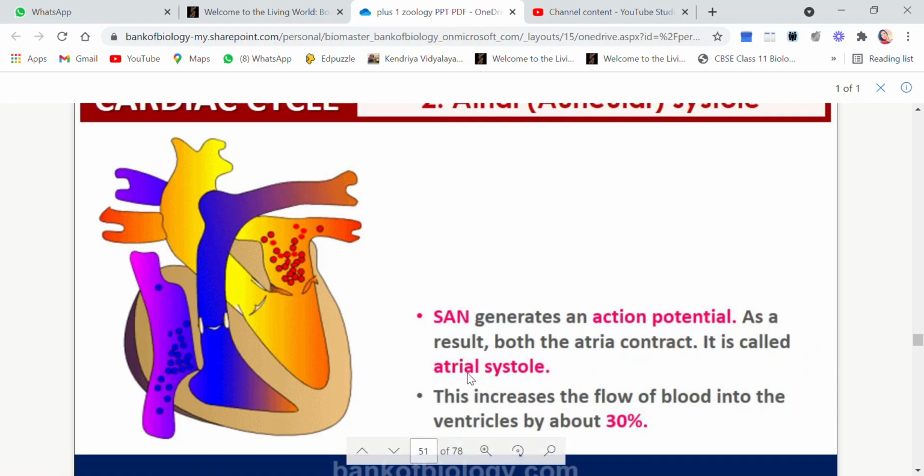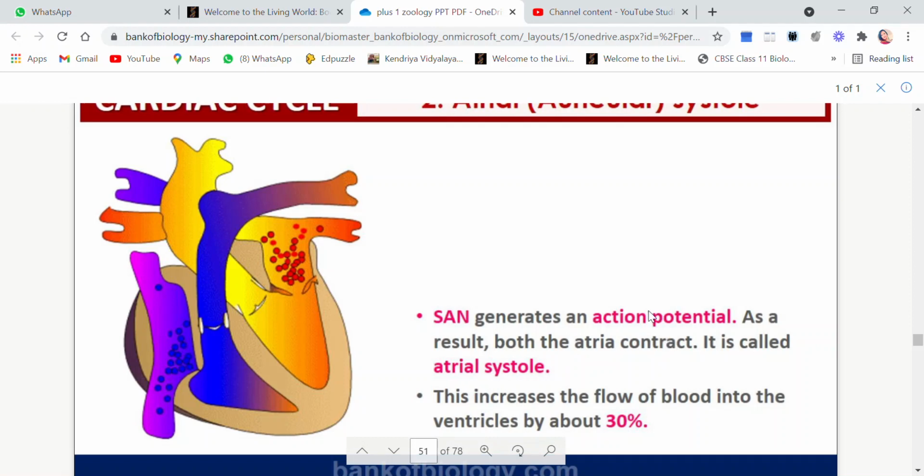Now, what happens when the auricles or atria are contracting, and we also know that the valves are open? What will happen? The blood which was filled in the auricles will rush into the ventricle, because that is the only way it can go. No other passage is left for the blood. So, of course, the blood will move in and fill the ventricles.